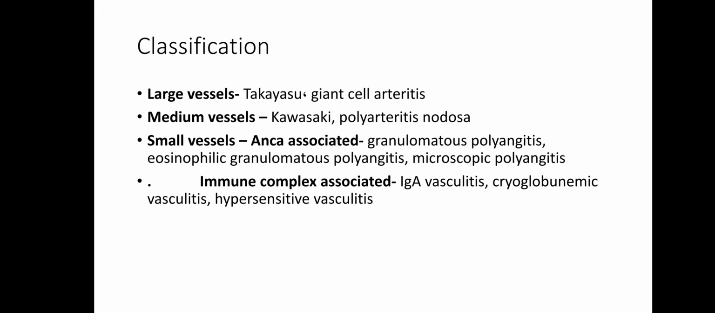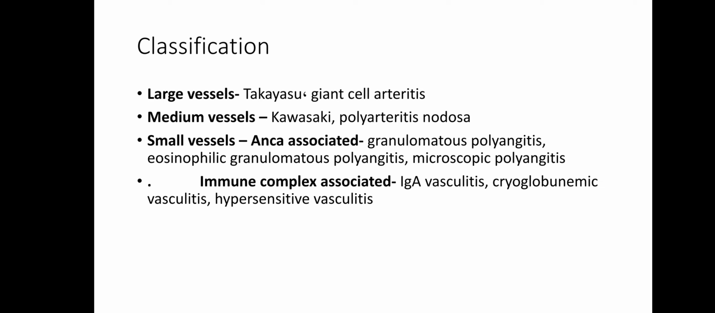So we can classify vasculitis in different ways. One of the ways to classify it is using the size of the vessel that it affects. So large, medium, and small. So large vessels, the large vessel vasculitis is Takayasu and giant cell arteritis. We'll look at this again, just briefly in the later slides. So large vessel is Takayasu and giant cell arteritis.